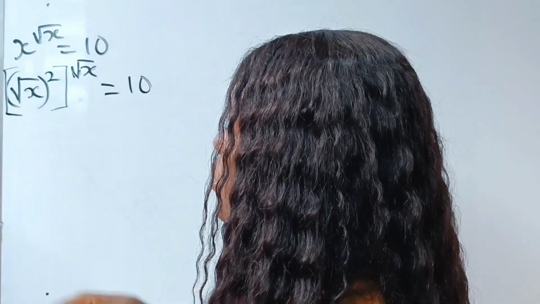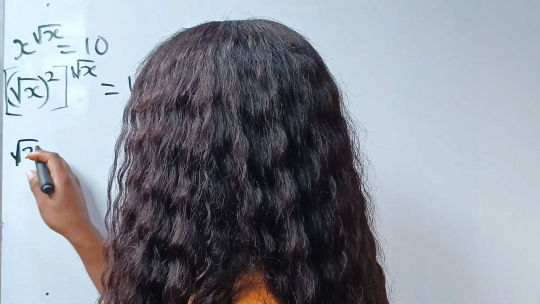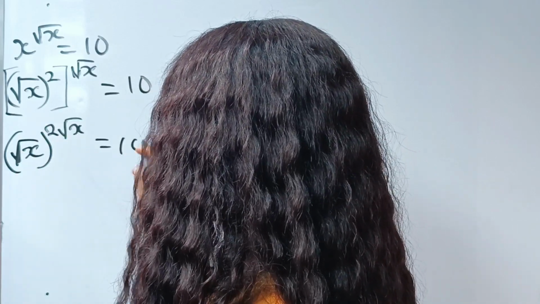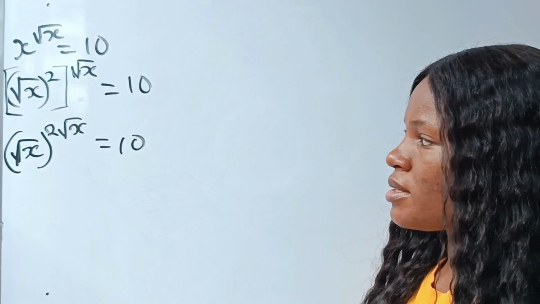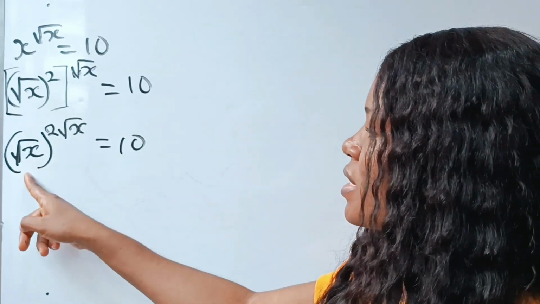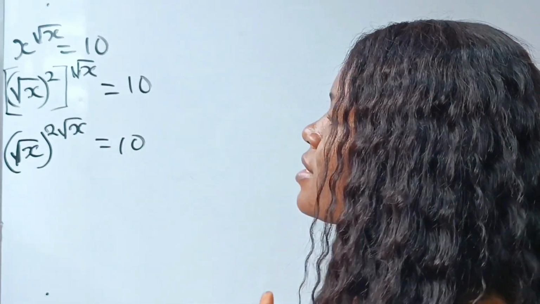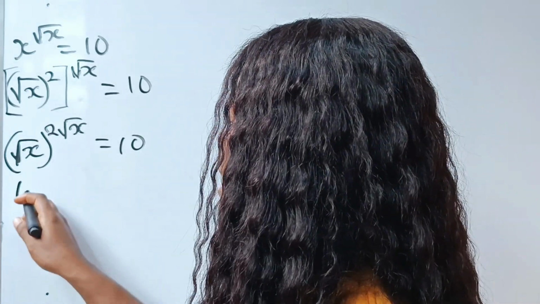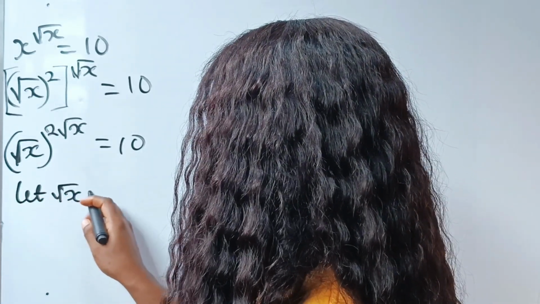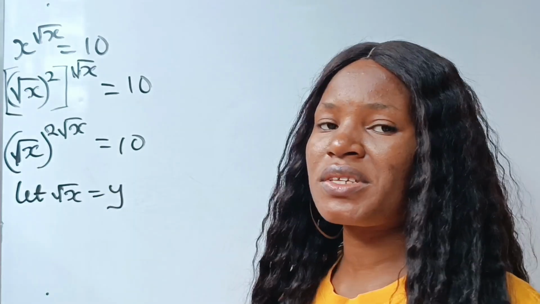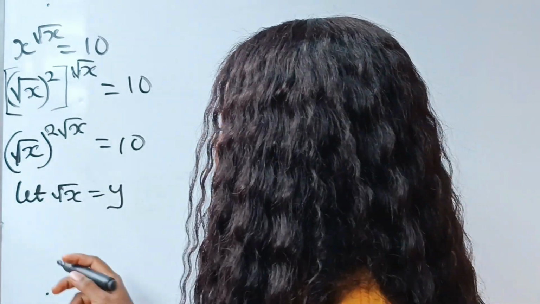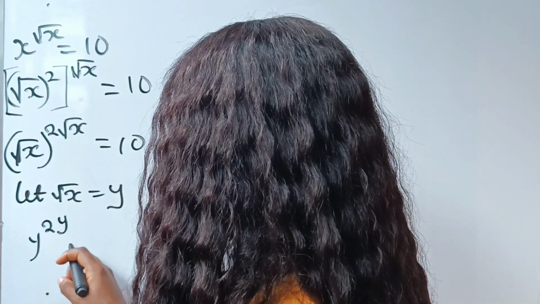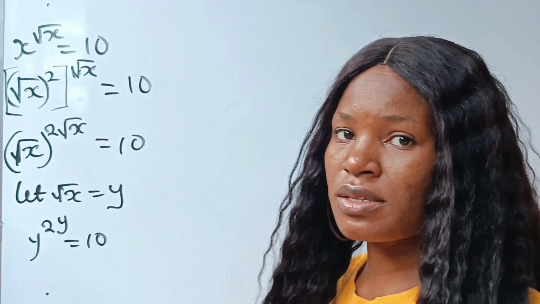So that means this can be written as square root of x raised to the power of 2 root x, okay, is equal to 10. All right, now this is what we have. We have root x and we have root x. We can say let root x be something, okay? So we can say let root x be equal to y. That means we can write y to the power of 2y is equal to 10, right?